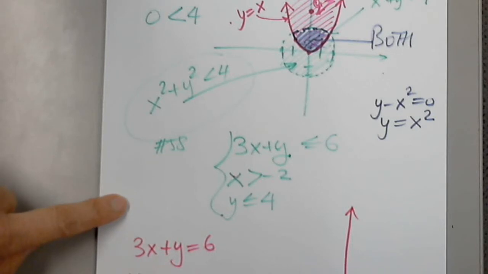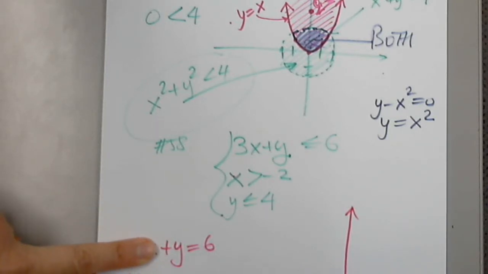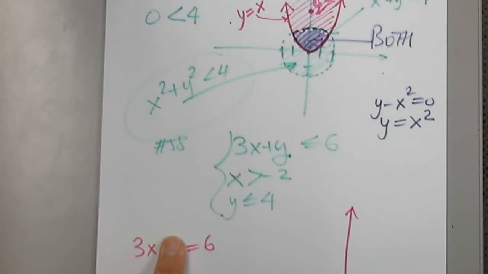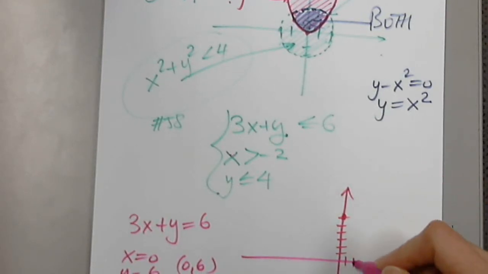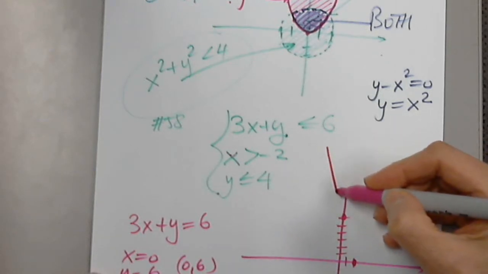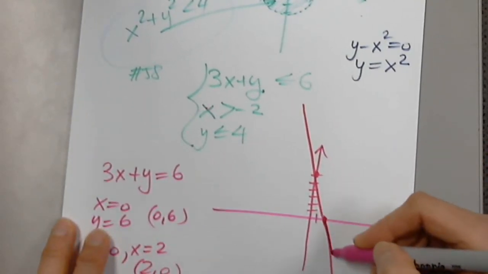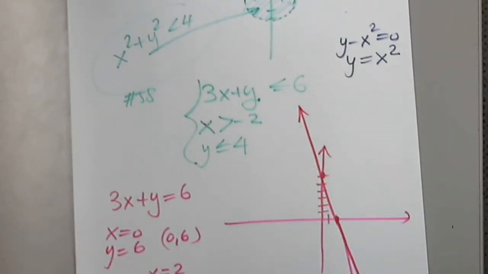When x is 0, y is 6. So 0, 6 will be the first ordered pair. Now when y is 0, 3x equals 6, x equals 2. Very good. So 2, 0. 1, 2, 3, 4, 5, 6, 1, 2. Solid or not? Yes. Solid, very good. So this is 3x plus y equals 6.